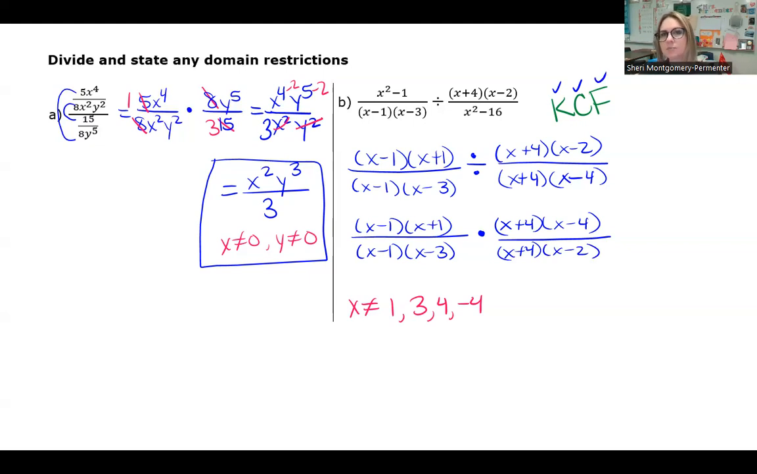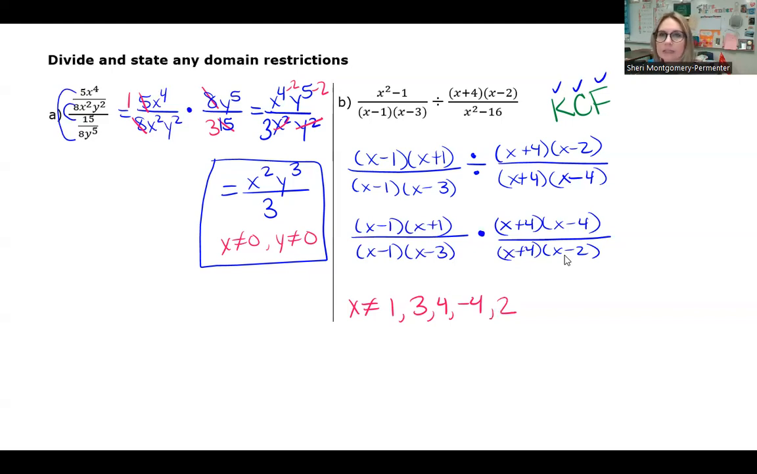Flip the second fraction. Keep, change, flip. Now I'm going to check for any domain restrictions. My second fraction has a new denominator, so I have to double check. Do I have any new factors that can't be equal to 0? I already have -4. Oh, I don't have +2, so I have to add that to the list. So anything that is ever a denominator in your problem, you've got to check for zeros.